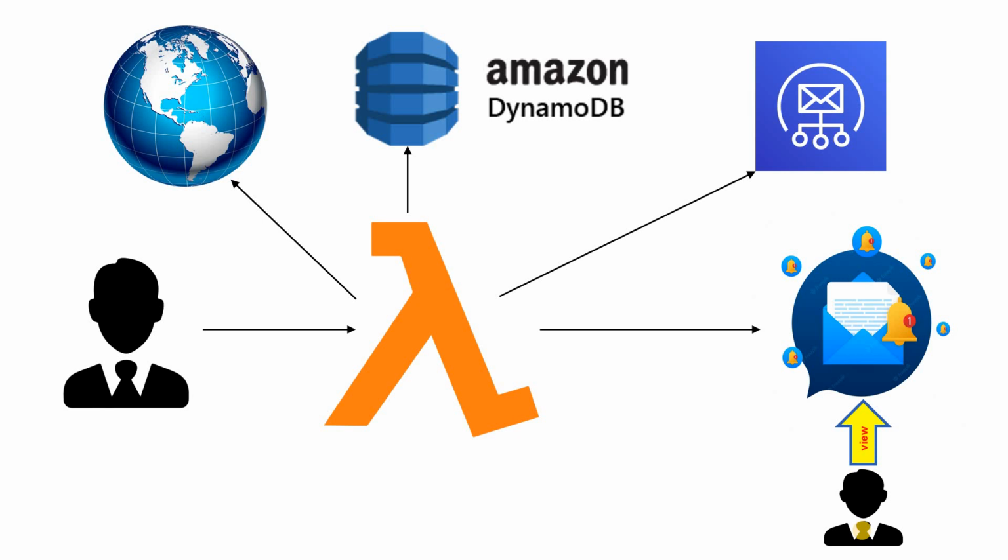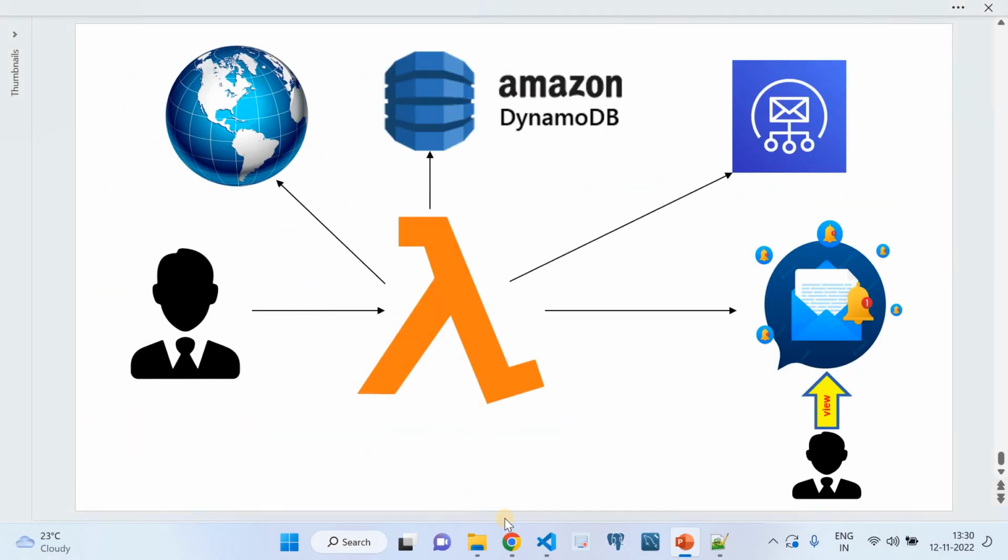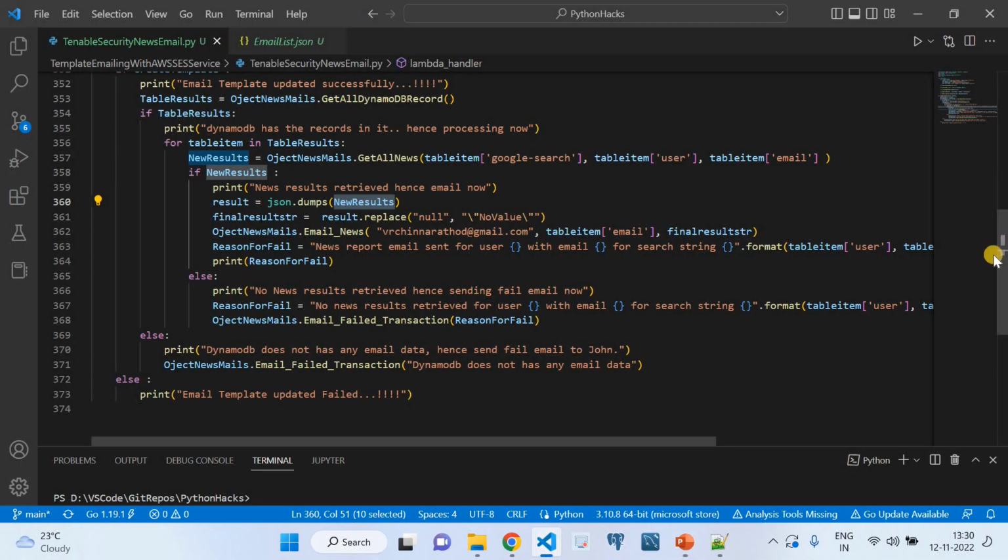Now I'm going to walk you through the Lambda. The core job of this automation is done by this Lambda, and the Lambda is written in Python, right? So I'm going to walk you through that code, and finally I'm going to set up this solution and show the dynamic emailing as well. Okay, so now let me take you to my code first.